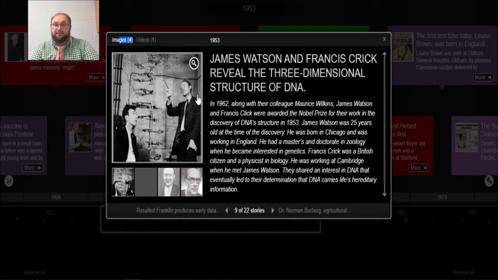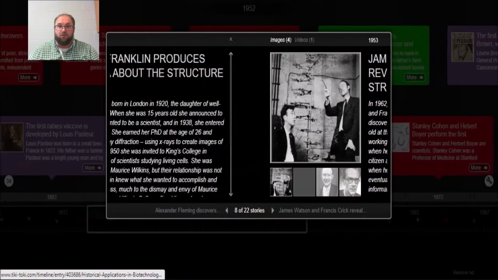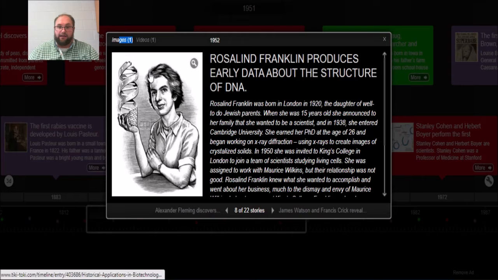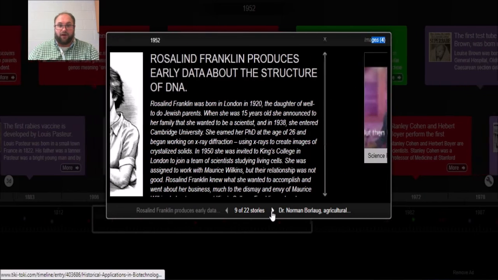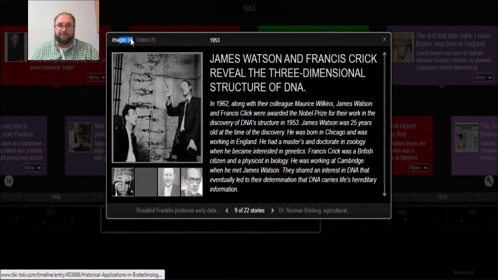And James Watson and Francis Crick in 1953 revealed and published their structure of DNA. A lot of their work was honestly built on the work of one Rosalind Franklin. There's a whole story behind it that I'm going to share later. But between Rosalind Franklin and James Watson and Francis Crick, they were responsible for discovering the three-dimensional structure of DNA.